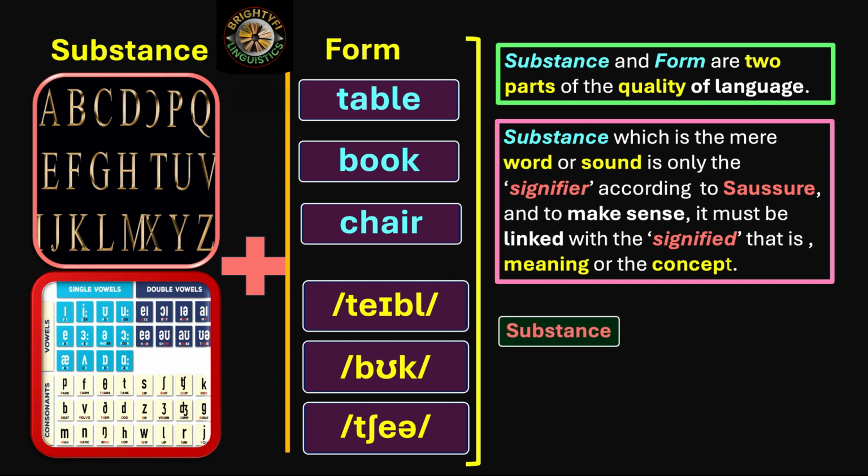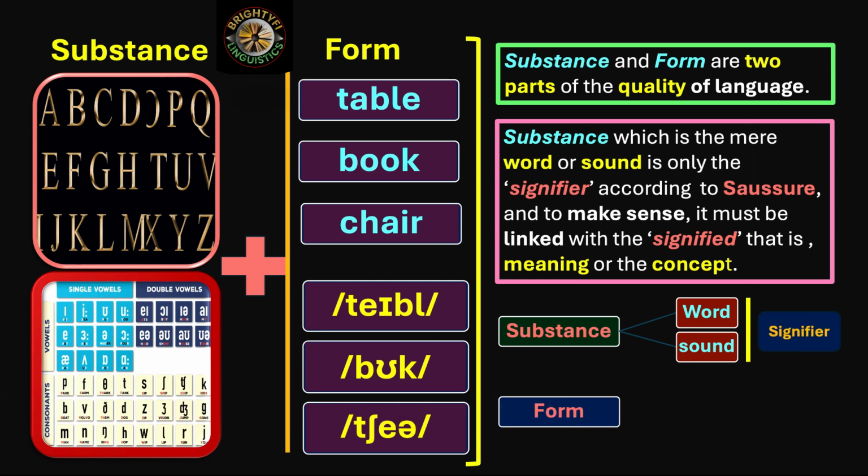Put this way, the substance is divided into two segments. It may refer to a word or to a sound, which we just talked about. And according to Saussure, this is referred to as the signifier. Likewise, we have form. It also has two parts. The form gives meaning and makes the concept clear. And according to Saussure, this is implied as the signified.